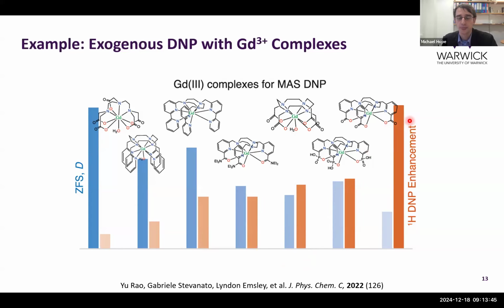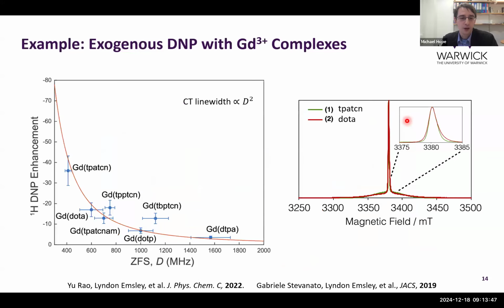the enhancement you get. If you plot that out a little bit more quantitatively, if you plot the DNP enhancement against the zero field splitting, you can more or less fit it with a 1/D² dependence. So for instance, this prize-winning complex, this gadolinium TPATCN, you get a proton enhancement of around 38.